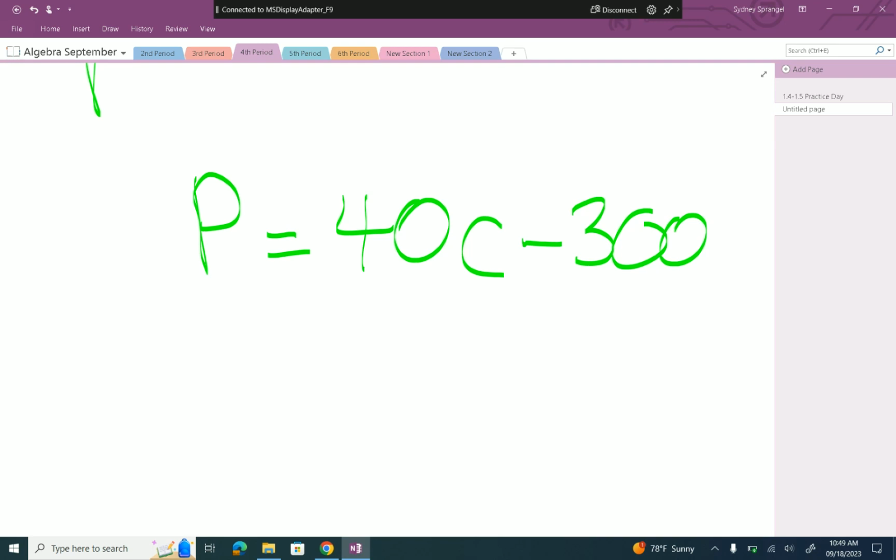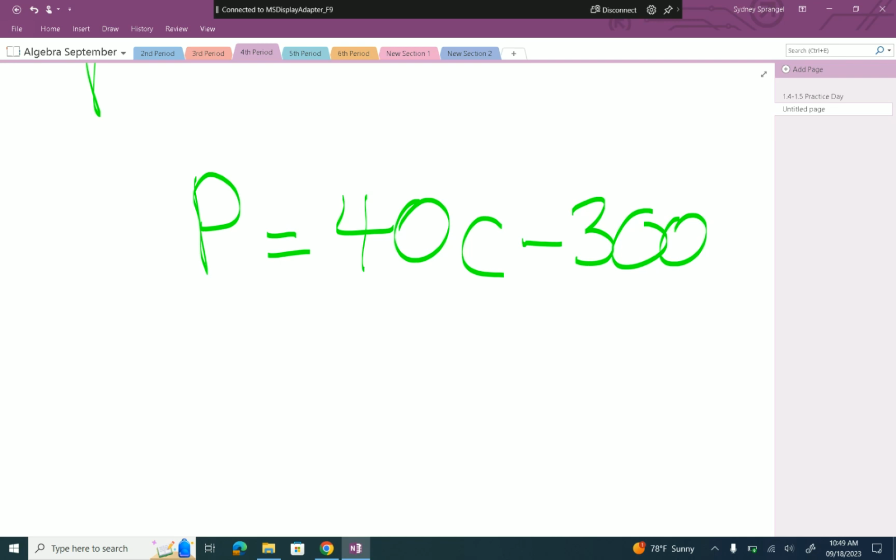Perfect, thank you. So we've got this formula. P is his profit, C is the number of copies sold, and 300 is a fee that he has to pay to the person who sells his game for him. So our profit is going to be equal to 40 times each copy. So he makes 40 per copy. But he has to also take away 300 from whatever he makes because he's paying to have his stuff sold.